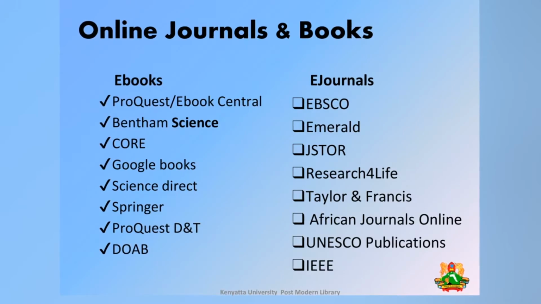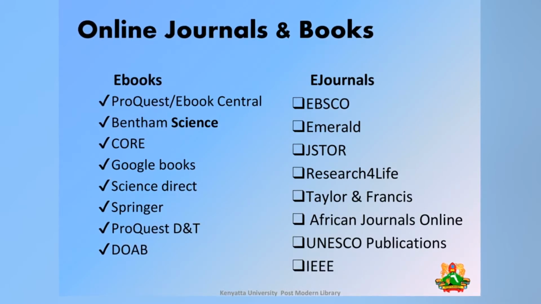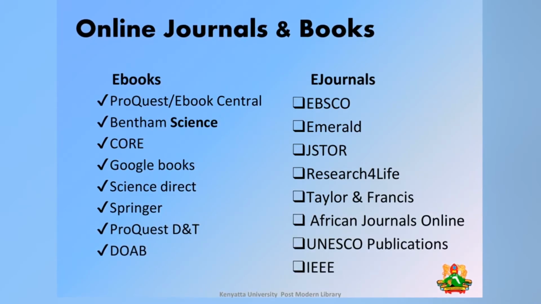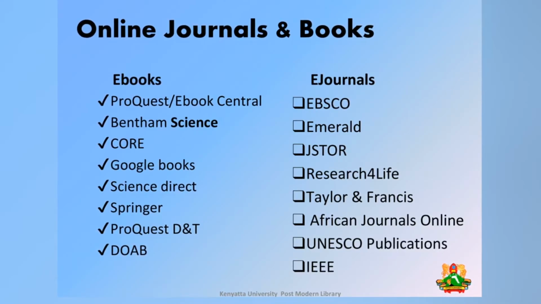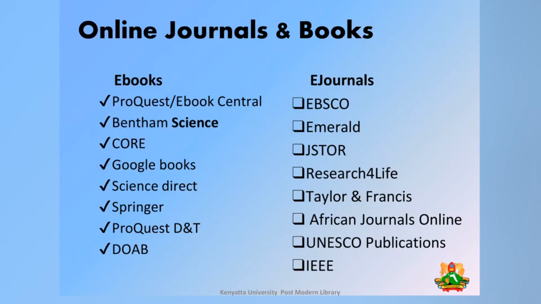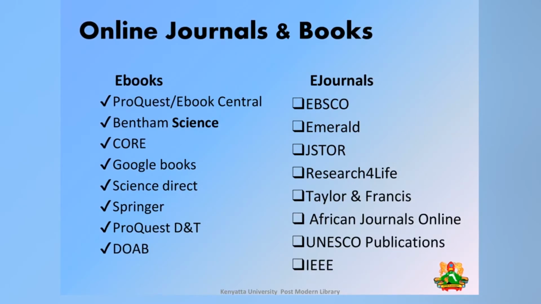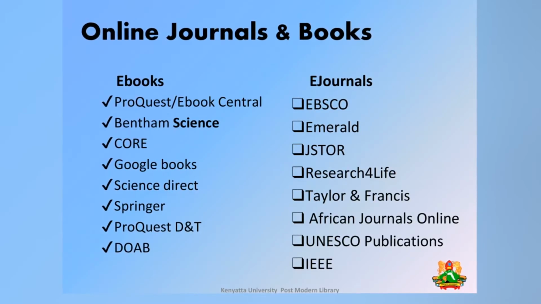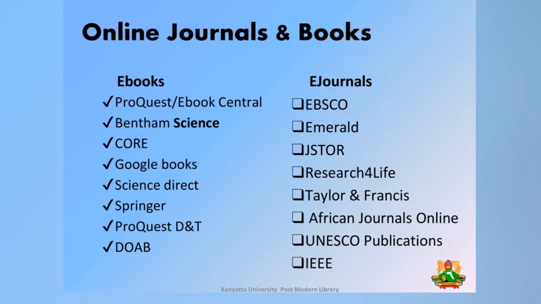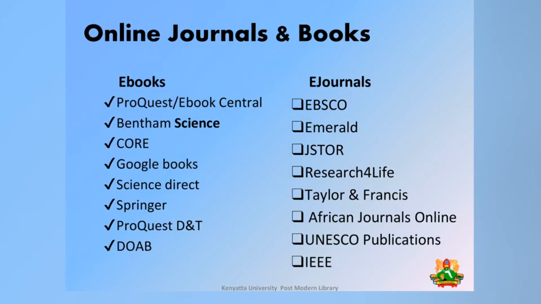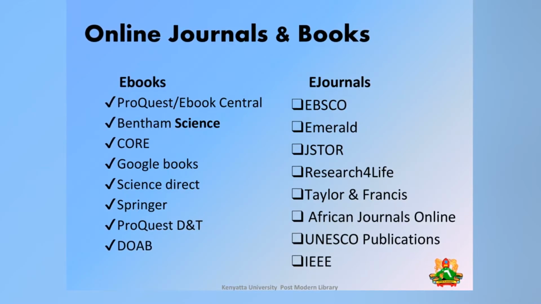So for the e-book databases, we have ProQuest eBook Central, that is the name of the database. We have Bentham Science, Core, Google Books, ScienceDirect, Springer, ProQuest, D&T, and DOAB. For the e-journal databases, we have a few listed for you, which I'm going to read: EBSCO, Emerald, JSTOR, Research for Life, Taylor and Francis, African Journals Online, EBSCO Publications, and the IEEE database.